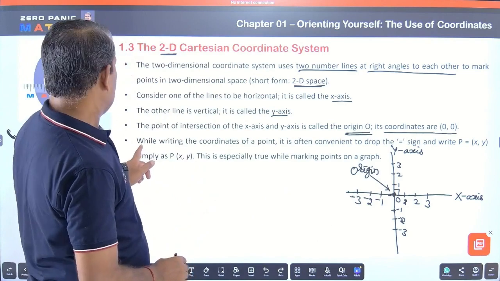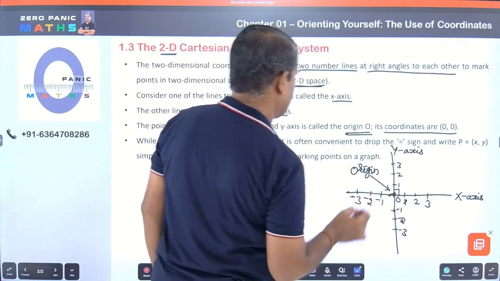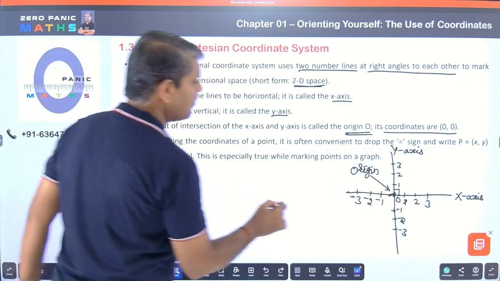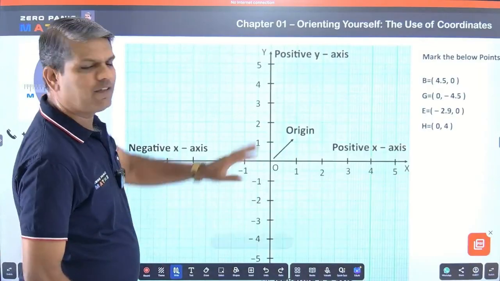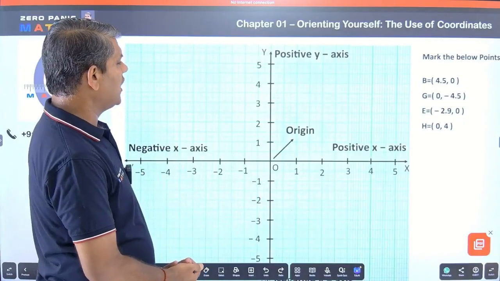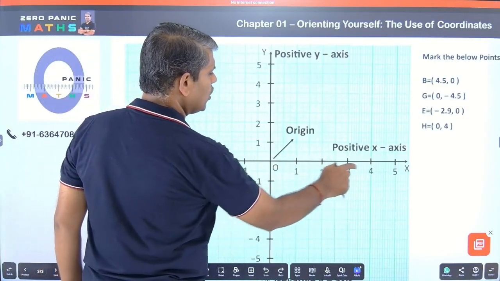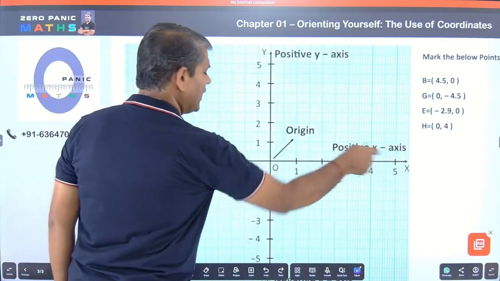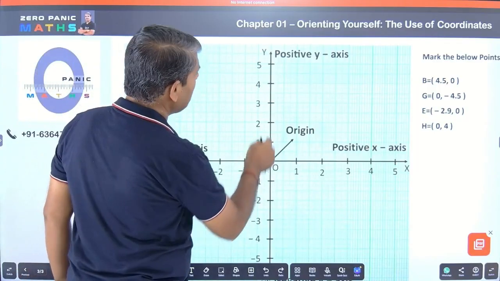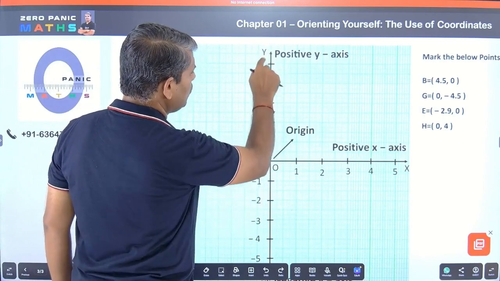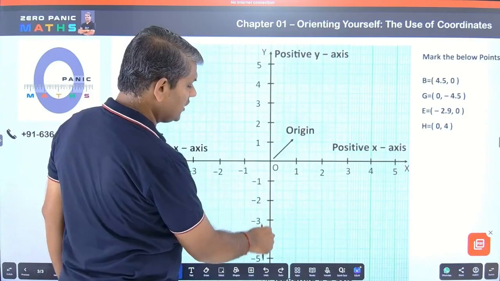Now next, while writing the coordinates of a point, it is often convenient to drop the equal to sign. Let us take some examples. This is the graph, one graph image I have taken here. This is a number line with 0 in the center, 1, 2, 3, 4, 5 positive towards the right side, and towards the left side the negative x-axis, which represents the negative integers. Towards the upper side are positive integers with the positive y-axis, and downside are negative integers with the negative y-axis.